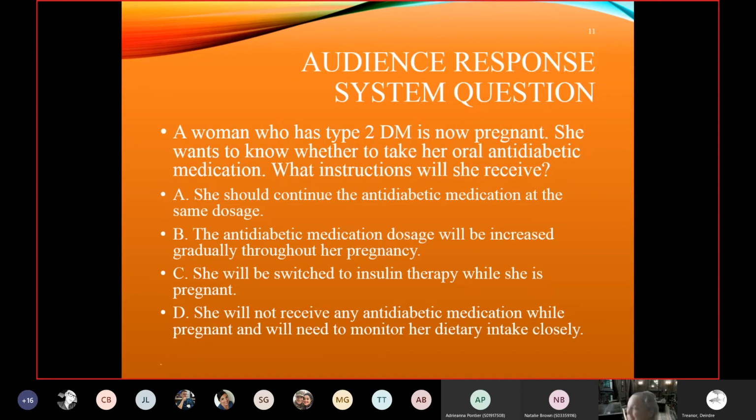So actually, guys, the answer is C. A pregnant woman will be switched to insulin. A lot of the oral anti-diabetic medications, so this was kind of a tricky one. A lot of the oral anti-diabetic medications, their pregnancy category is not acceptable. But insulin is naturally found in the body, so giving them insulin is acceptable. So pregnant women will always receive insulin therapy, because there's just not enough information about oral medications.